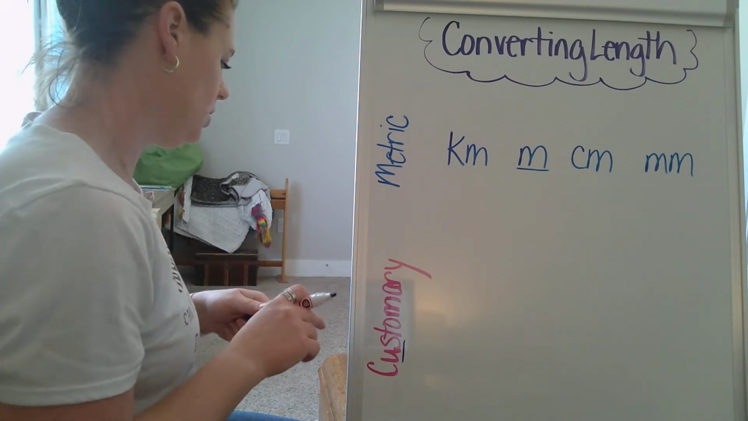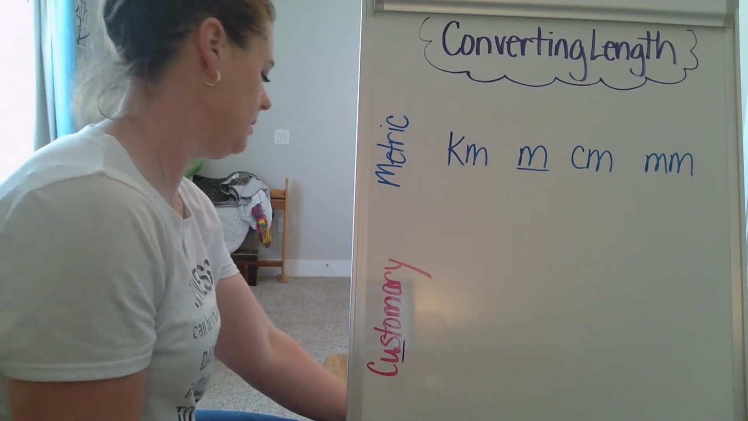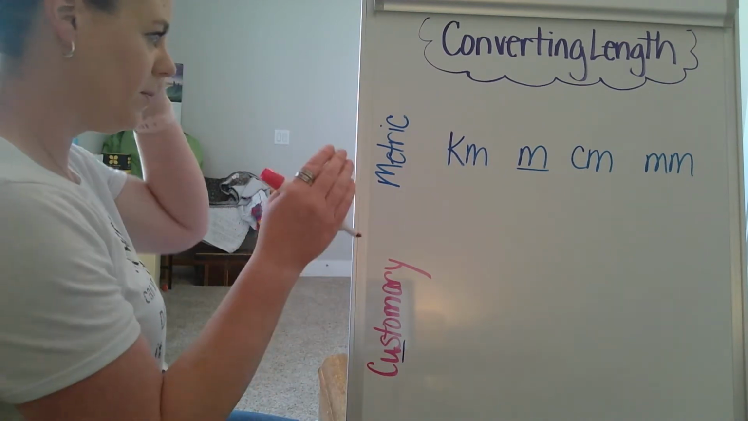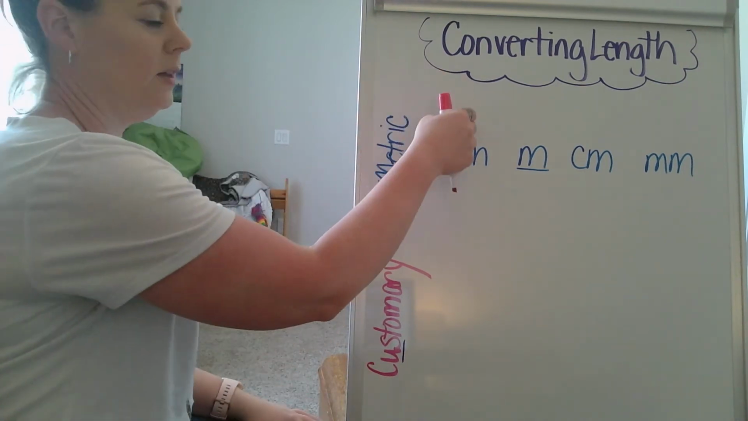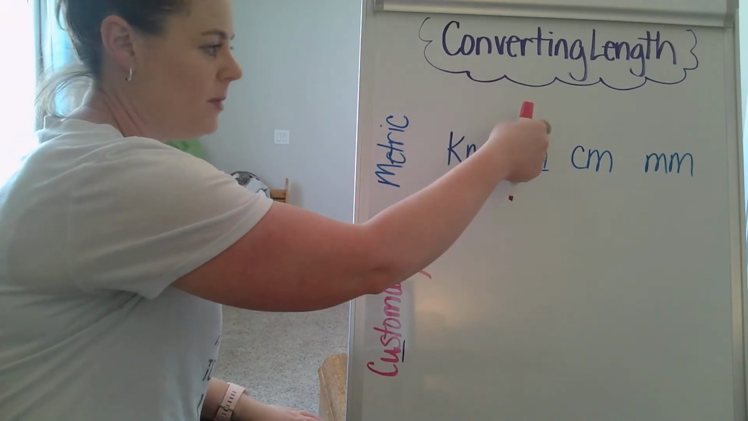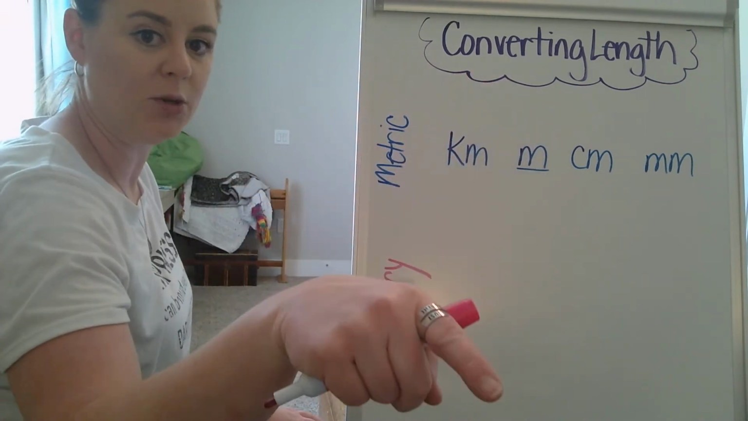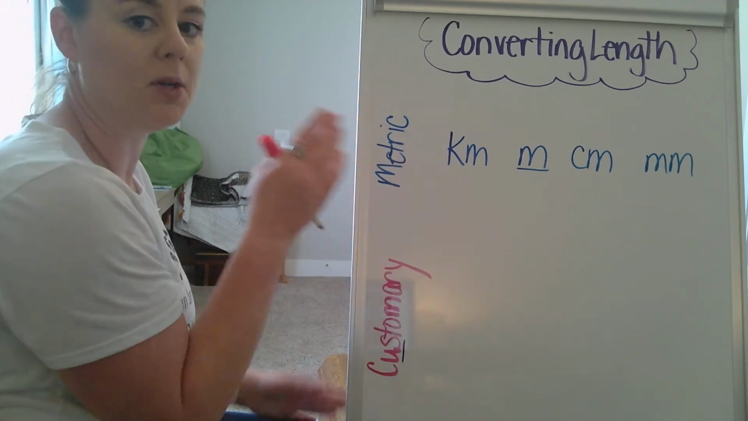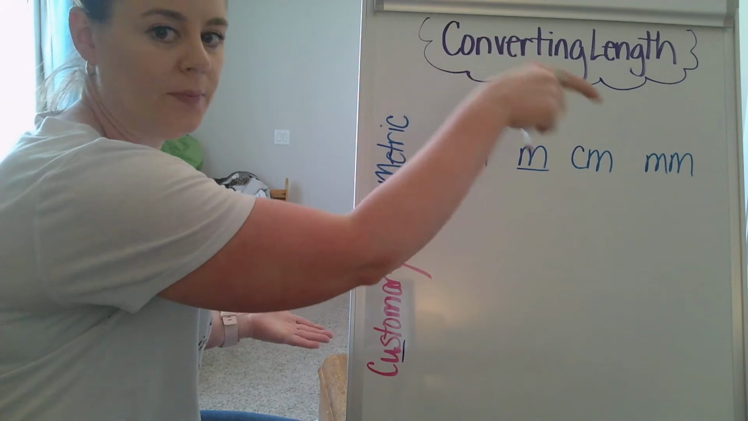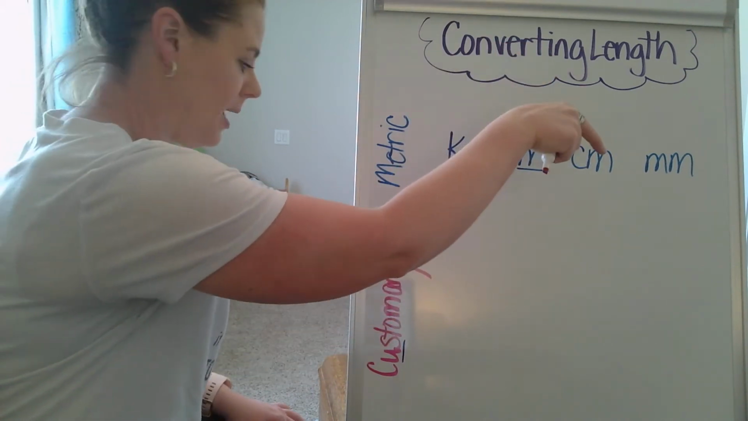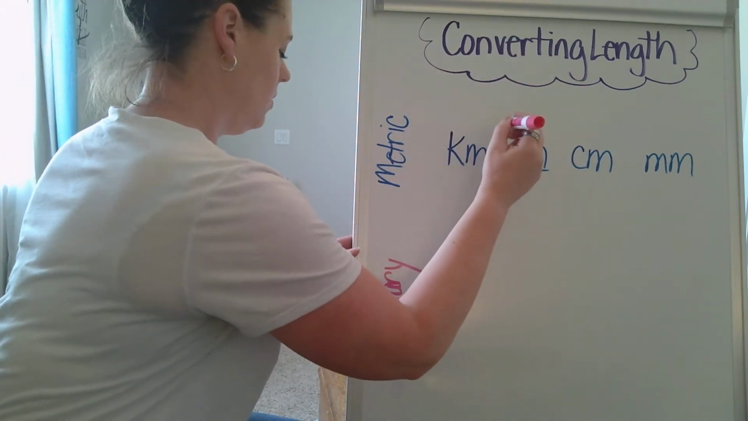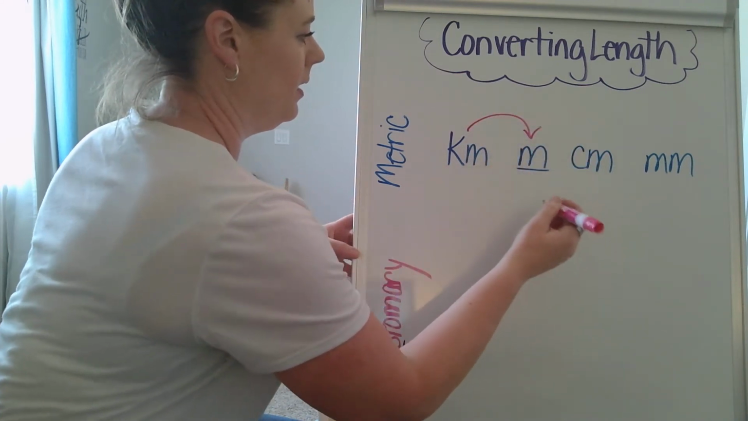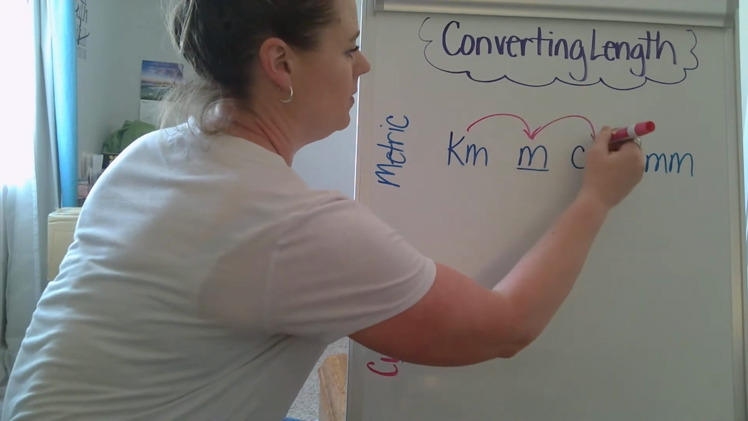Okay, so with that, remember when you're going from the larger unit to the smaller unit, looking back at the notes you just took, do we multiply or divide? Good, we multiply going this direction. So I'm going to draw my arrows. Okay, we're going this direction.